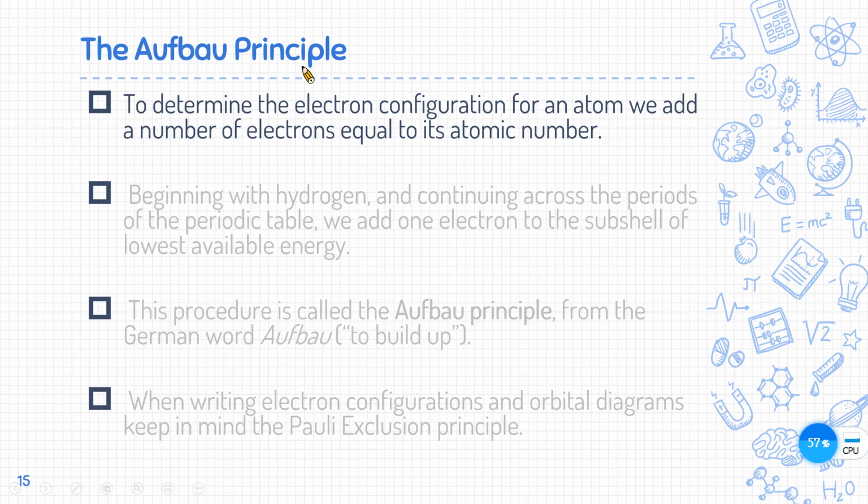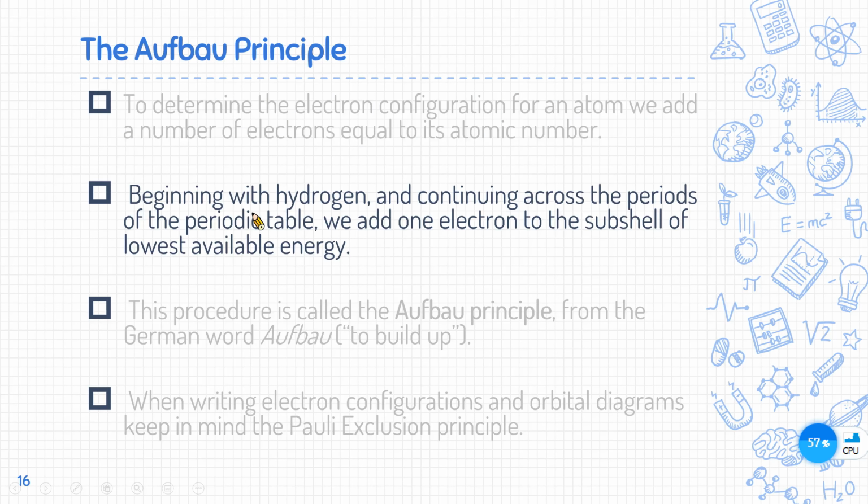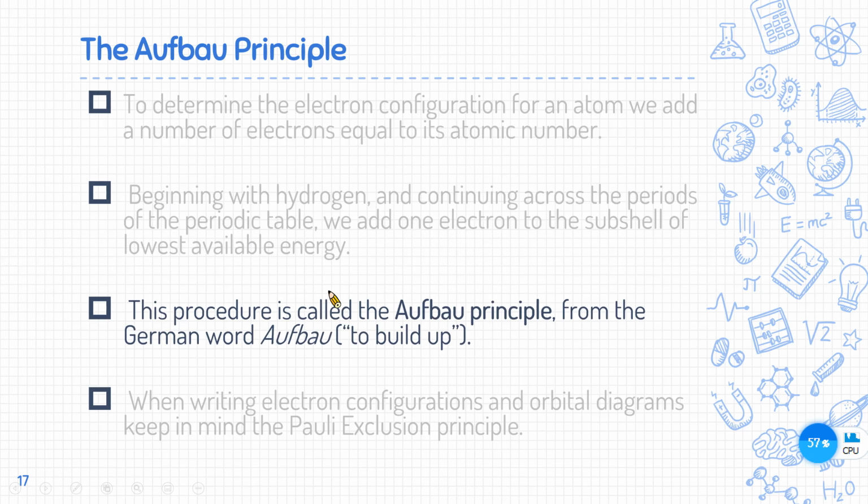The Aufbau principle. To determine the electron configuration for an atom, we add a number of electrons equal to its atomic number. Beginning with hydrogen and continuing across the period of the periodic table, we add one electron to the subshell of the lowest available energy. This procedure is called the Aufbau principle, from the German word Aufbau, to build up.